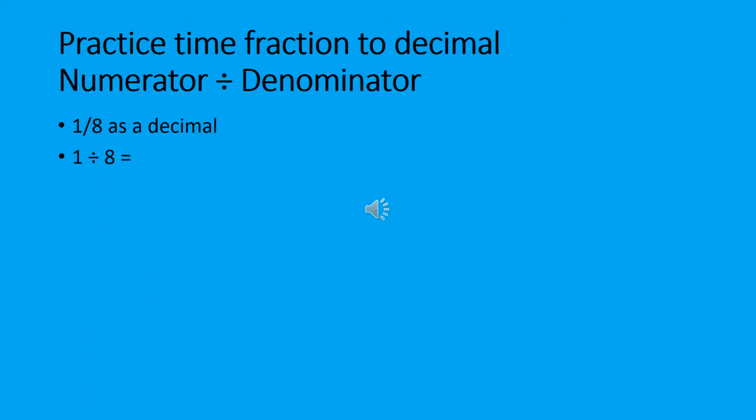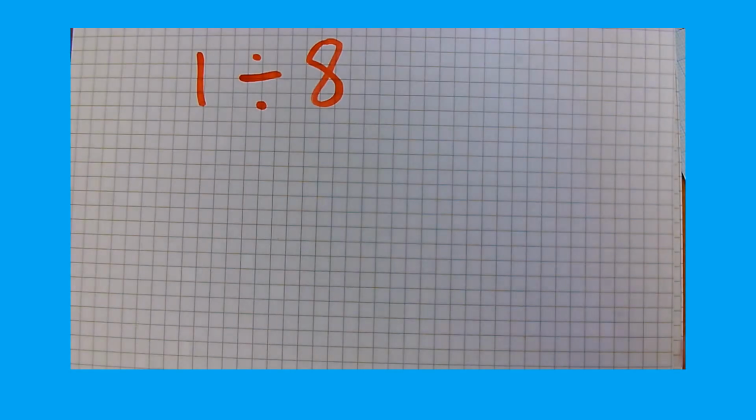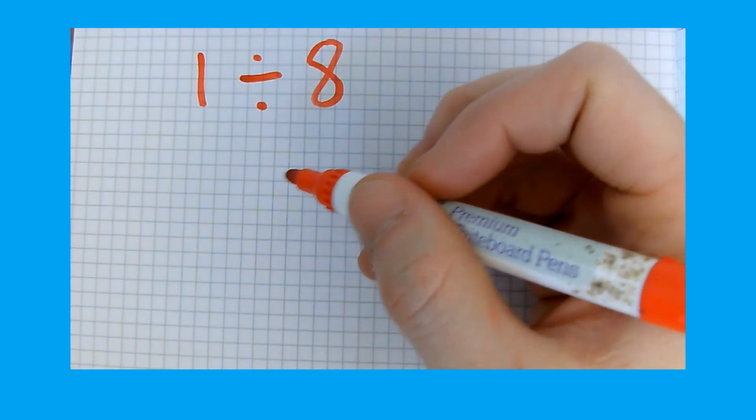We're going to jump straight in there with a practice question. So we're going to practice from fraction to a decimal. Okay? So numerator divided by denominator. That's what it says in our conversion triangle, and we're going to stick to it. So 1/8 as a decimal means 1 divided by 8. 1 divided by 8 would be written using the bus stop method.